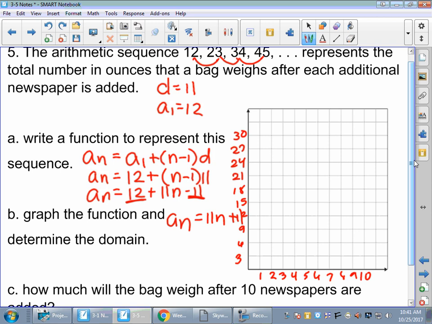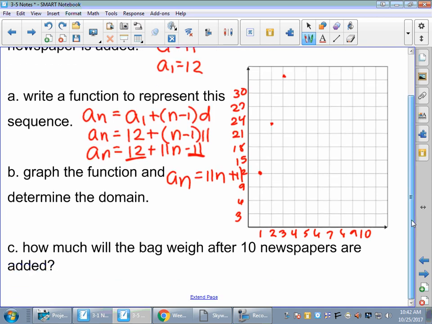So after one newspaper, we're at 12 ounces. After two newspapers, we're at 23 ounces. After 3, we are at 34 ounces, which would be right above here. And then I can't fit the other one, the 45, but that's okay. You can see that my points are lining up in a line. Okay? And the domain are all my newspapers. So my domain is positive integers, because you can't have a half a newspaper, and you can't have negative newspapers.